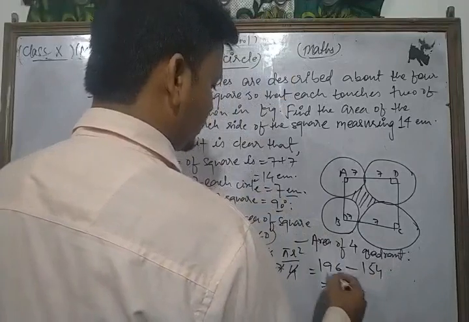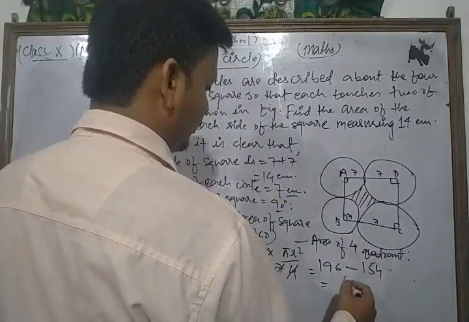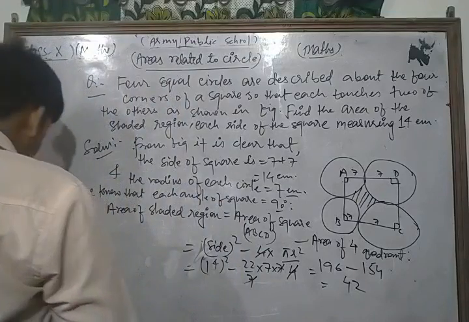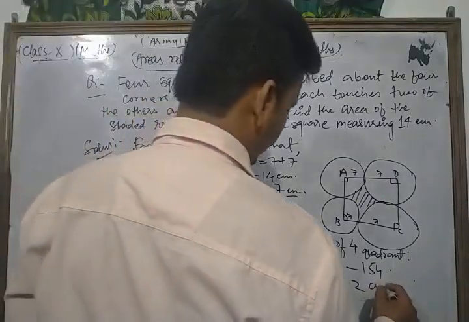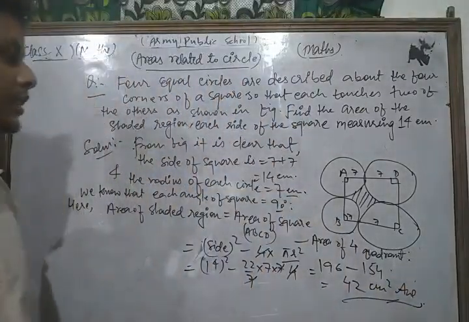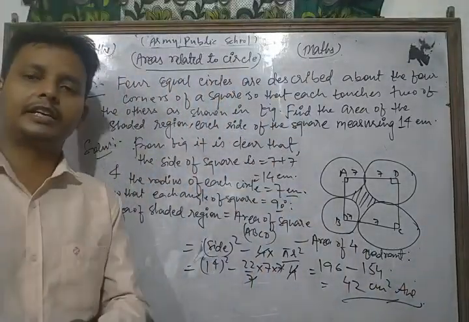6 minus 4, that is 2. 9 minus 5, that is 4. 1 minus 1, 0. So we get 42 centimeter square. Right answer. So this is the area of the shaded region.